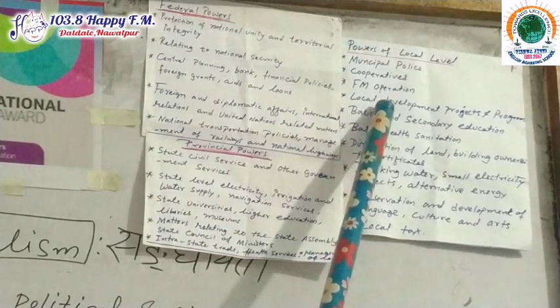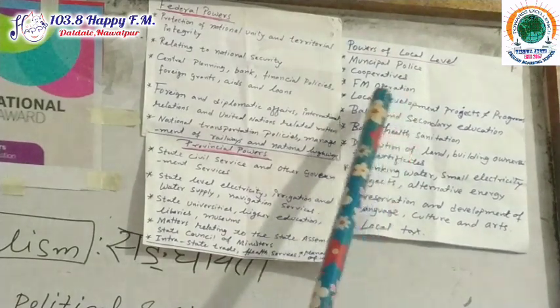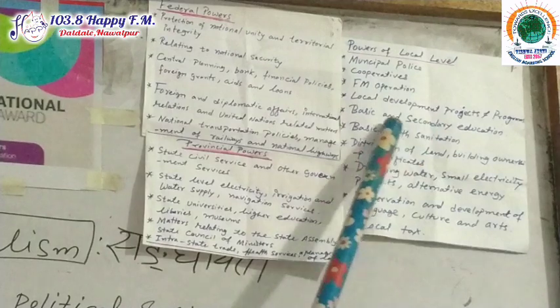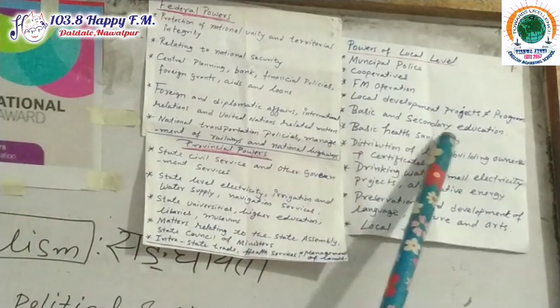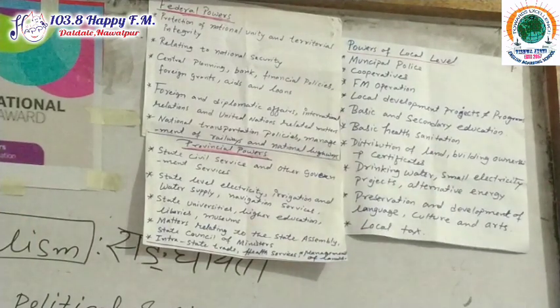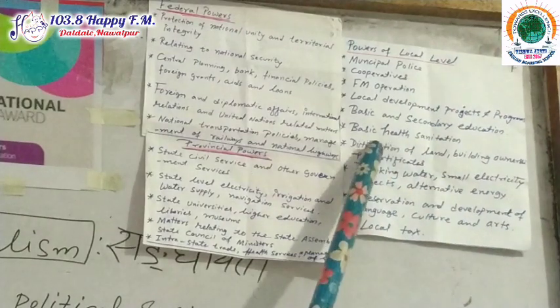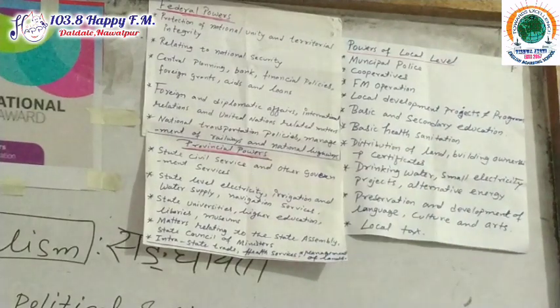FM operations, FM radio stations, are related with the local levels. Like this, local developmental projects and programs are also launched from local levels. Like this, we see basic and secondary education. Basic level education up to secondary level education is looked after by local levels. Like this, basic health and sanitation, all health related or sanitation related matters, are looked after by the local system of government.